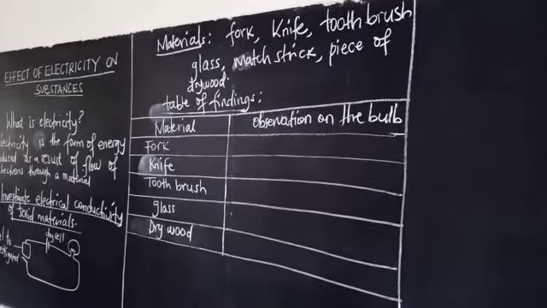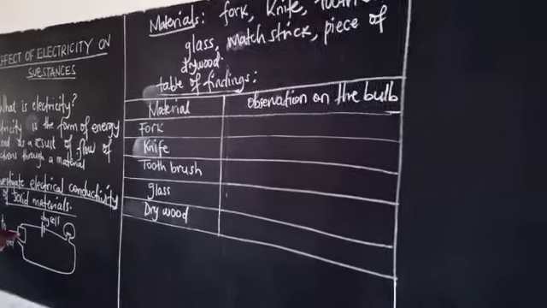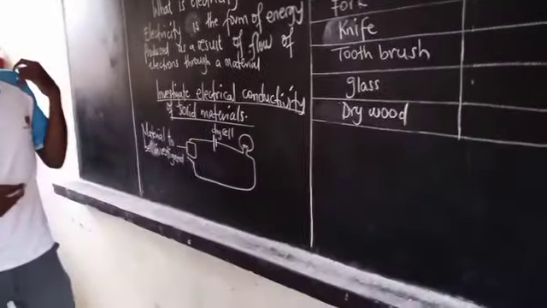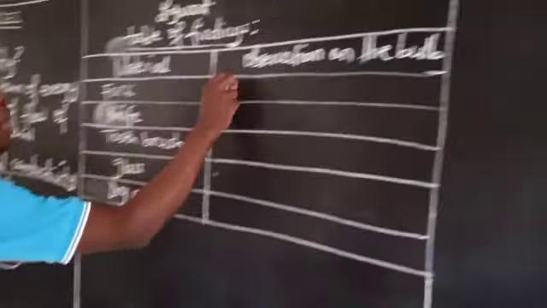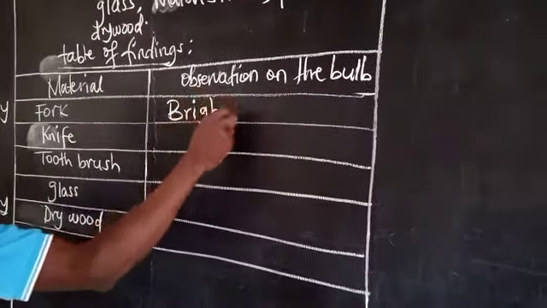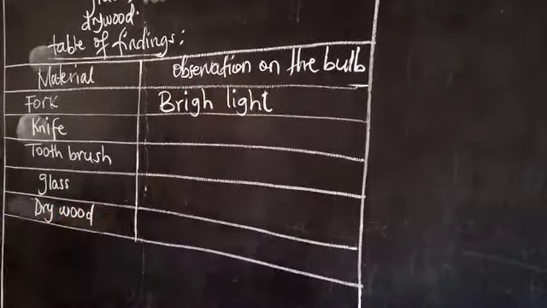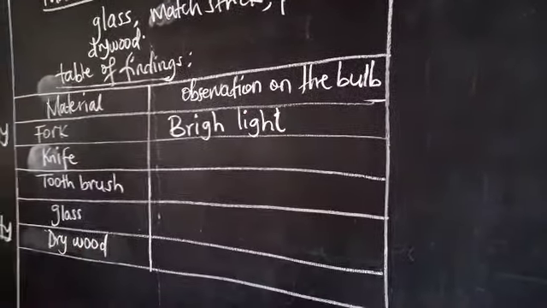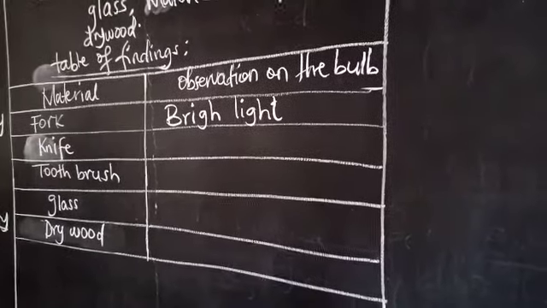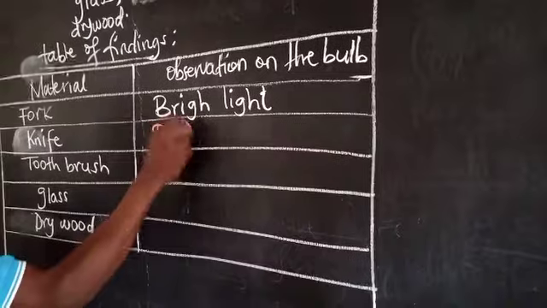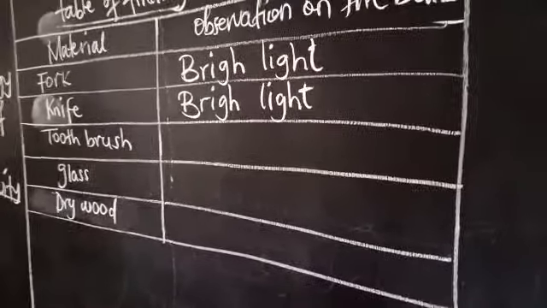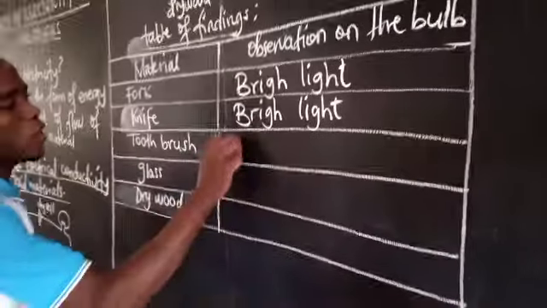Now, when you connect a fork and make sure the circuit is complete, you will realize that there will be bright light. You will see bright light on the bulb. When you tie a knife, still you are going to see a bright light on the bulb. When you choose a toothbrush, you will see no light.